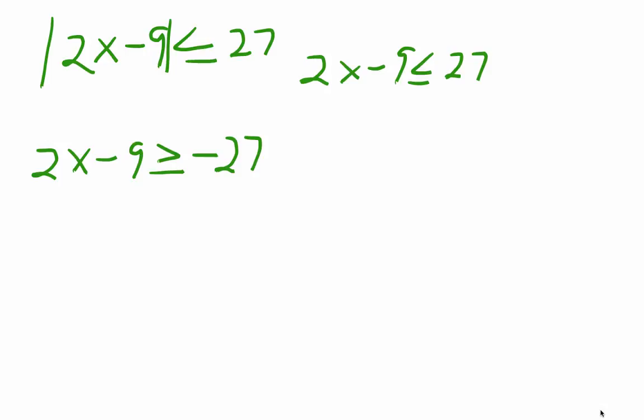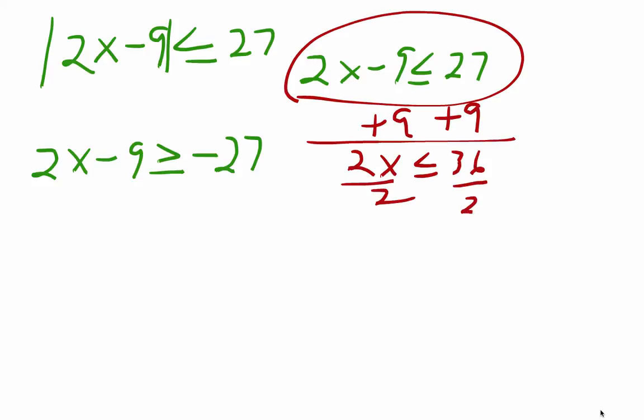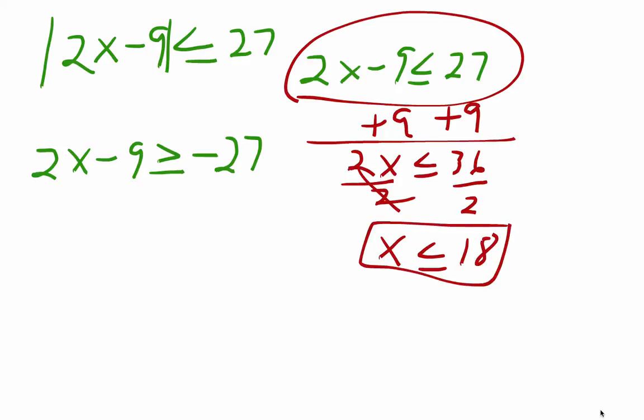So we'll start with this one first. I'll do this one in red here. So we would add 9. All we're doing is solving our two-step equation. 2x is less than or equal to 36. Divide by 2, divide by 2. So x is less than or equal to 18. So that's one answer. And I'll do the other one in green or blue here.